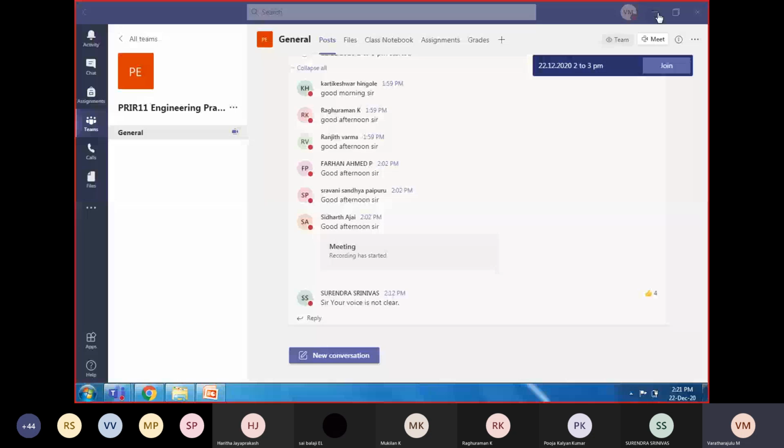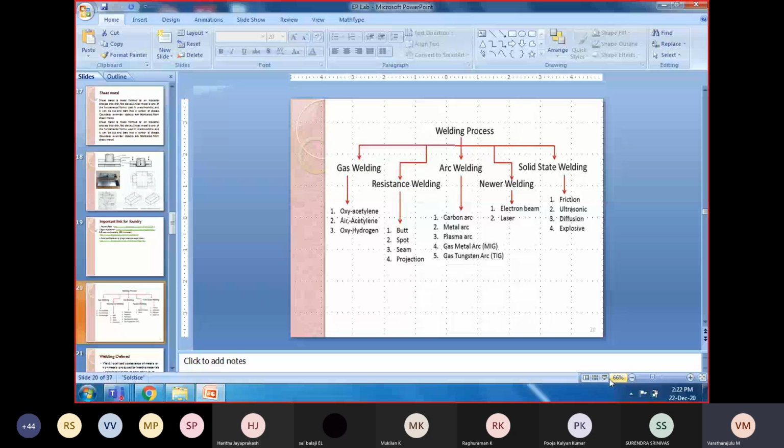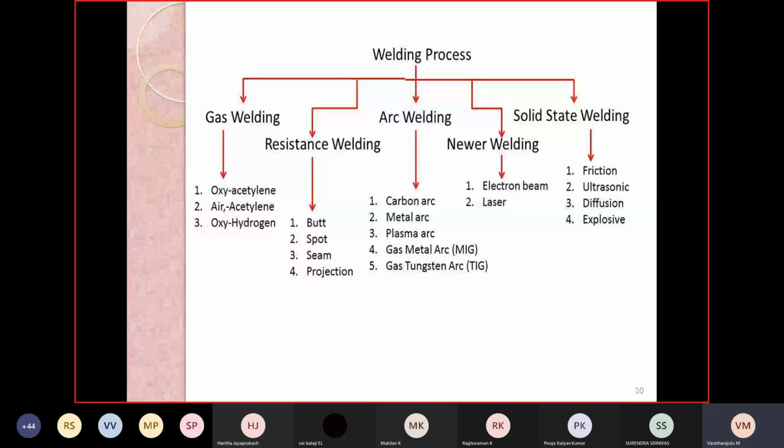Yes, I have already given an insight towards welding. Welding is a joining process, usually with the addition of heat, and with or without the addition of pressure. And these are some classifications of welding processes: gas welding, resistance welding, arc welding, newer types of welding, and solid state welding. Among those, you are going to have a visit over arc welding and gas welding.